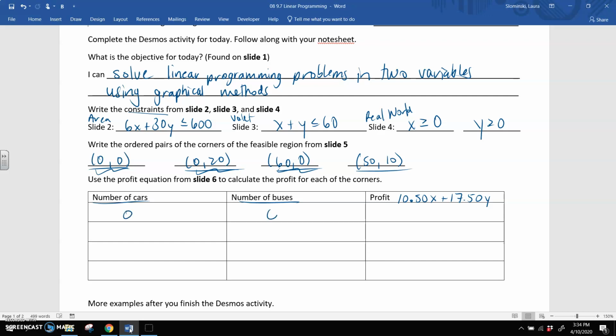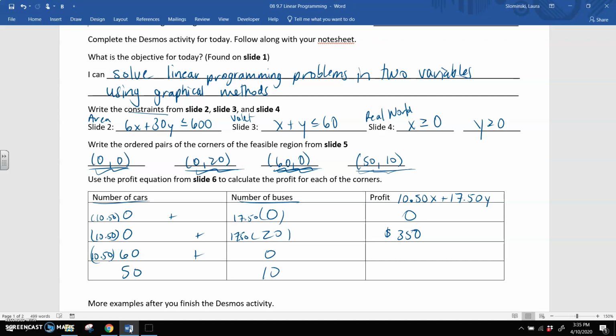Now, these number of cars, number of buses are these 4 ordered pairs we got. So we could have 0 cars, 0 buses. We could have 0 cars, 20 buses. We could have 60 cars and 0 buses, or we can have a combination of both, 50 cars and 10 buses. One of those 4 answers will give me my biggest profit. So if it's 10.50x plus 17.50y, I would take 10.50 times the first x plus 17.50 times the second one. Now obviously that one's 0. This one again, 10.50 times the first x plus 17.50 times the second one. And that gave me $350, which isn't too bad.